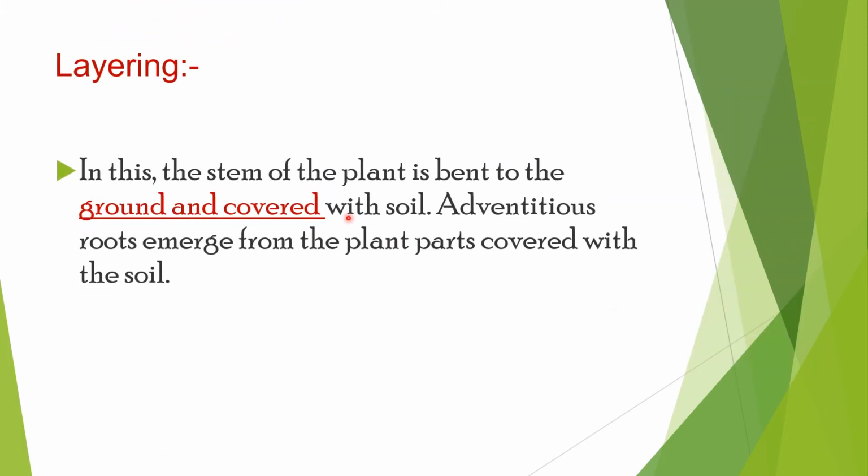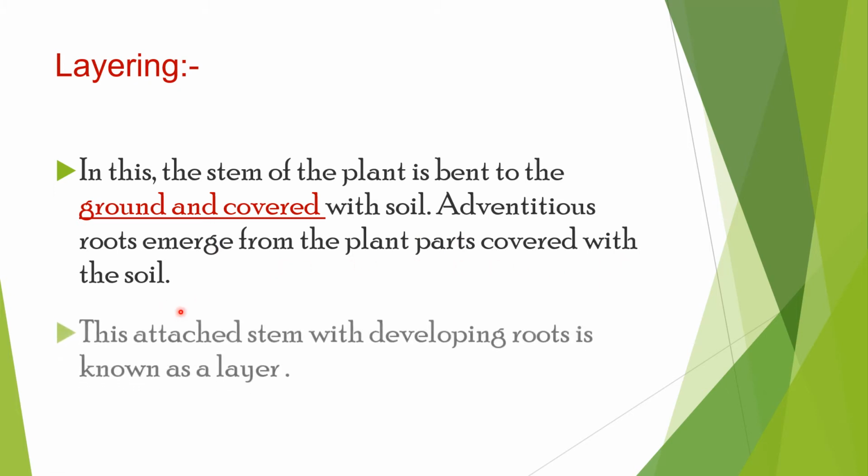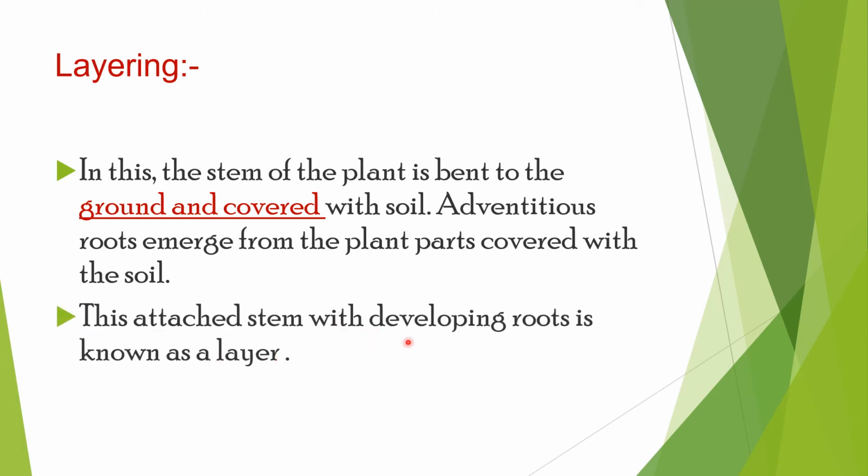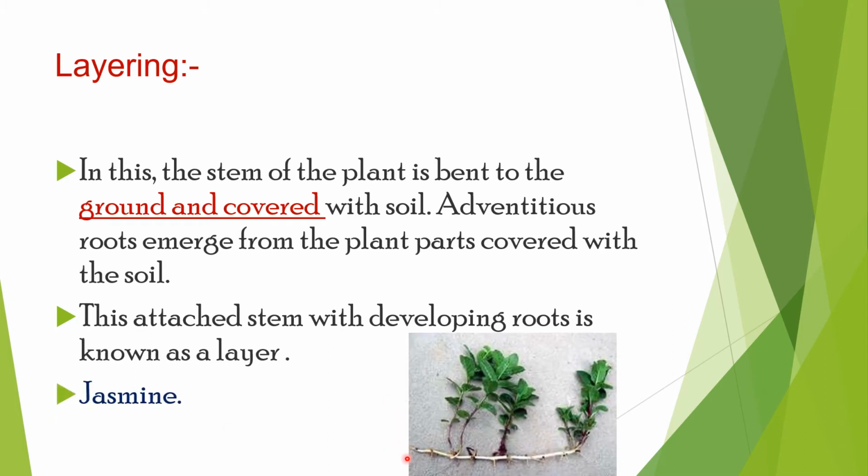Layering. This is the next artificial method. In this, the stem of the plant is bent to the ground and covered with soil. Adventitious roots emerge from the plant parts covered with soil. This attached stem with developing roots is known as a layer. For example, jasmine. Look at this picture. This is the bent stem. The new plants are growing through the stem. This is called layering.